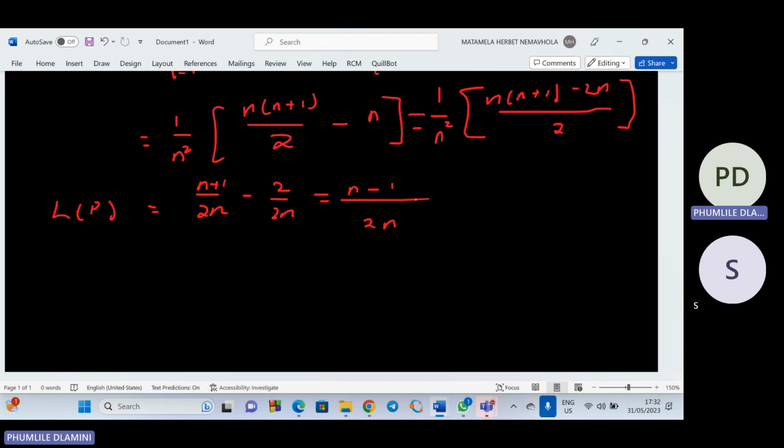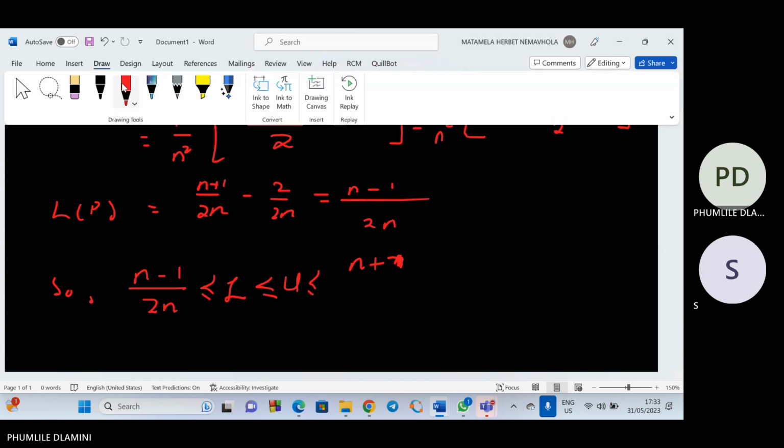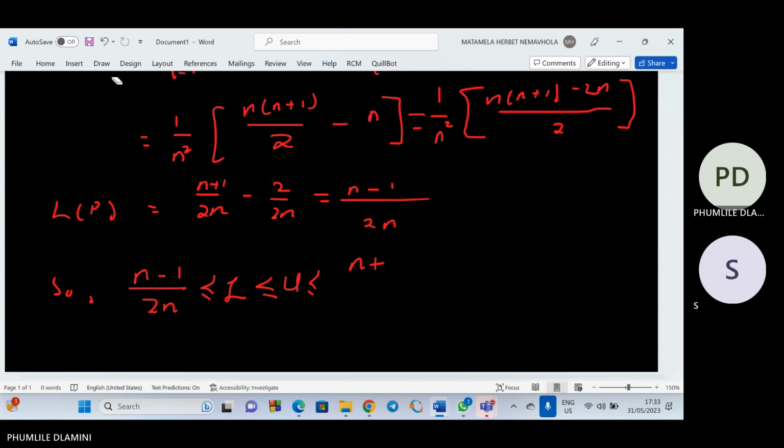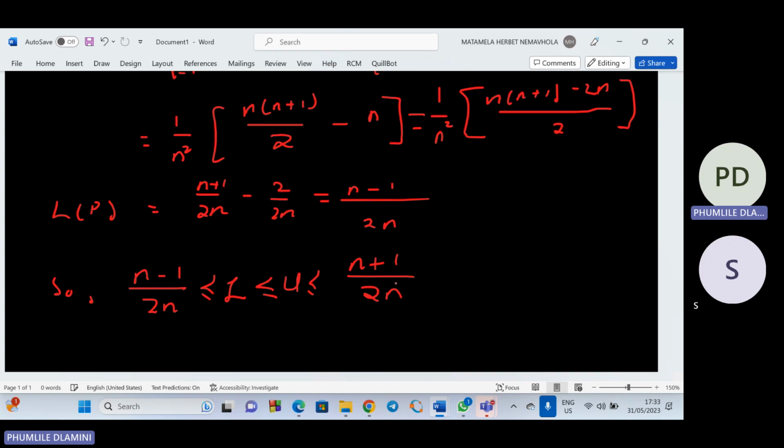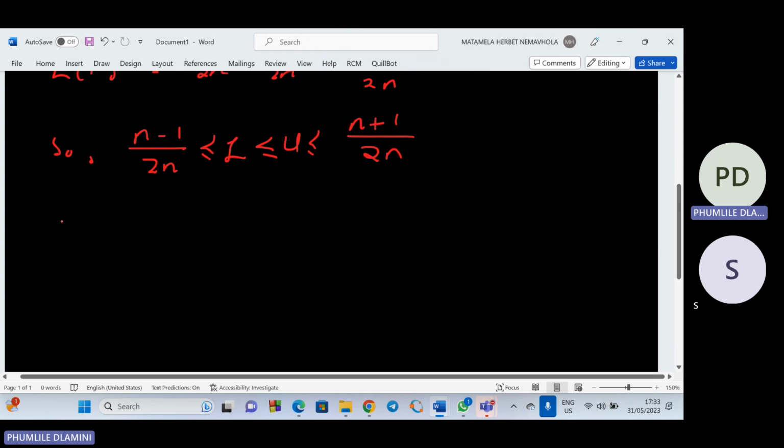So now when it equals n minus 1 over 2n, this means that n minus 1 over 2n is less than or equal to L, which is also less than or equal to U, which is less than or equal to, we got, n plus 1 over 2n. So now when we found that, we work out the limit.